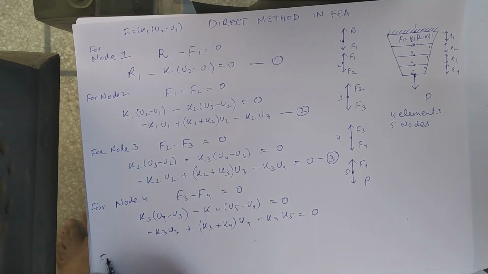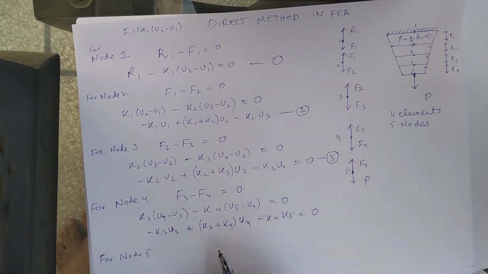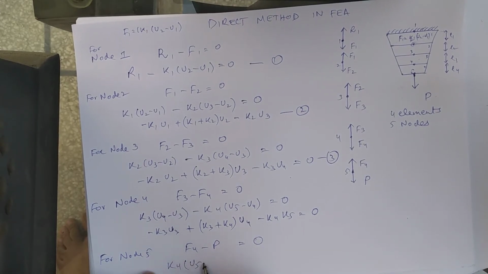We can have the equation for node 5, and on node 5 we have F4 minus P is equal to 0, and we know that F4 is K4 into U5 minus U4, which is equal to P.